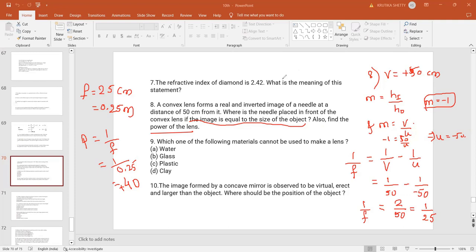So the next question is, which one of the following materials cannot be used to make a lens? Water, glass, plastic, clay. Yes, Shreya, Panchmi, what is the answer? To make a lens, it should be transparent on both sides, then you can make a lens. Ma'am, clay. Yes, it is clay. So option D, clay. So clay cannot be used to make a lens here.